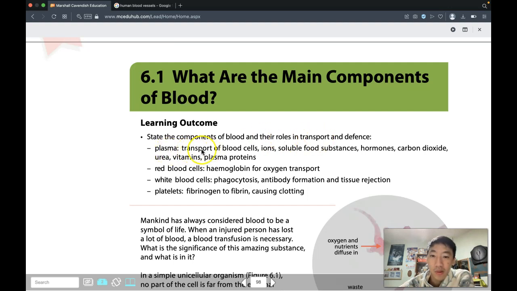Plasma transports blood cells, ions, soluble food substances, hormones, carbon dioxide, urea, vitamins, and plasma proteins. Red blood cells contain hemoglobin for oxygen transport. White blood cells can perform phagocytosis, antibody formation, and tissue rejection. And platelets help to change fibrinogen to fibrin, which causes clotting.